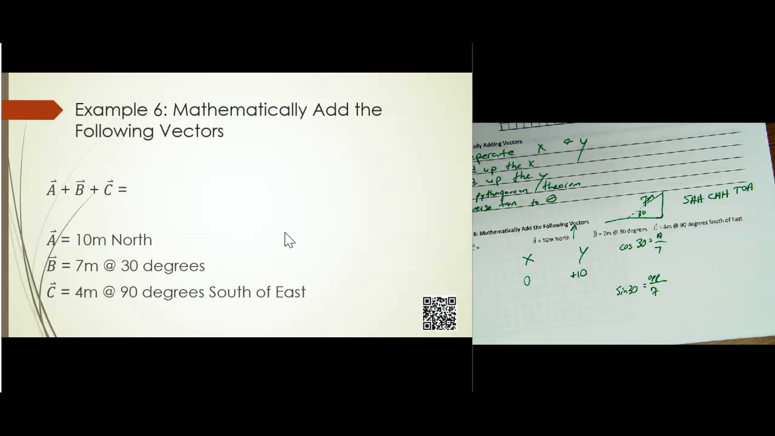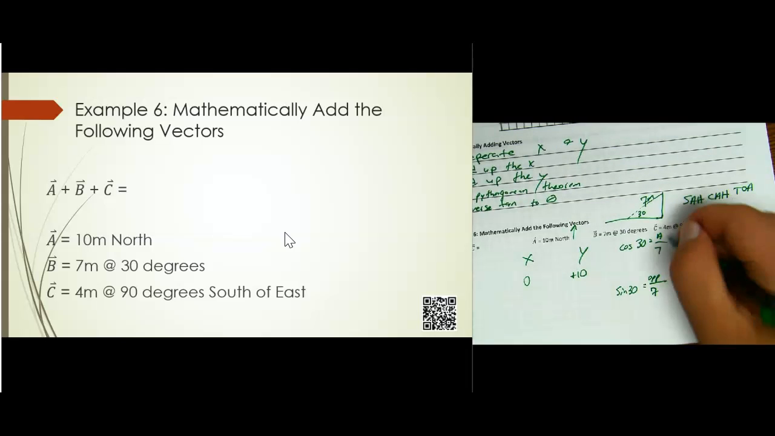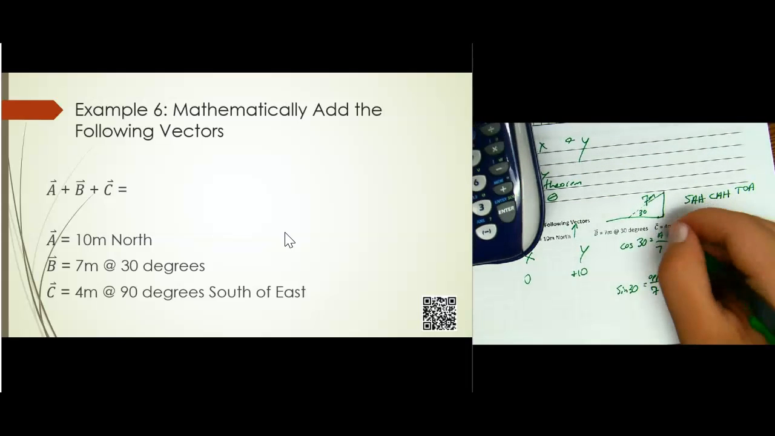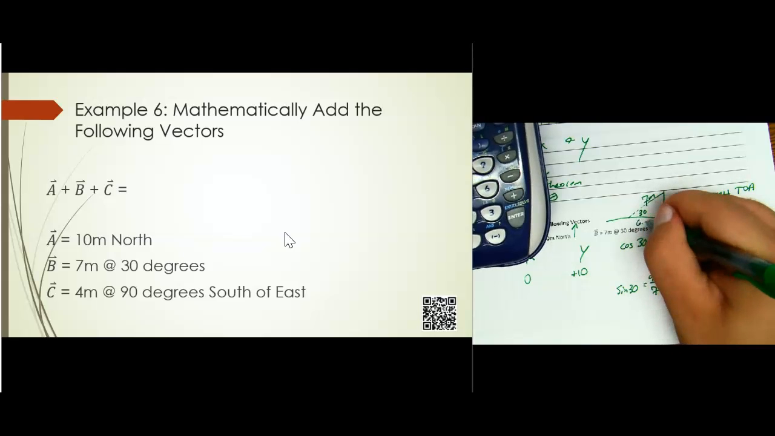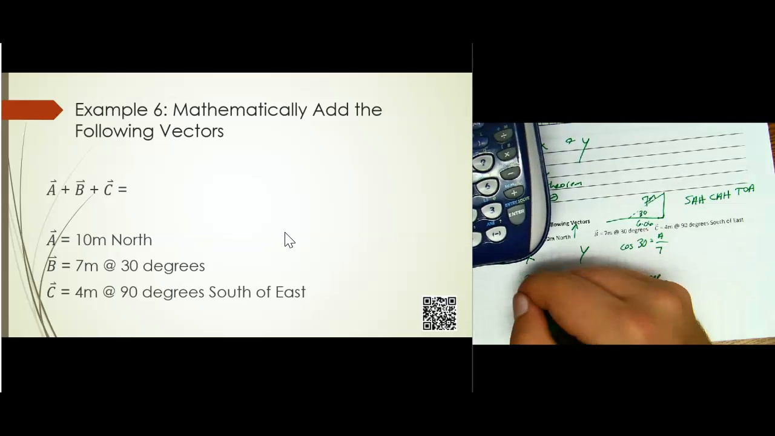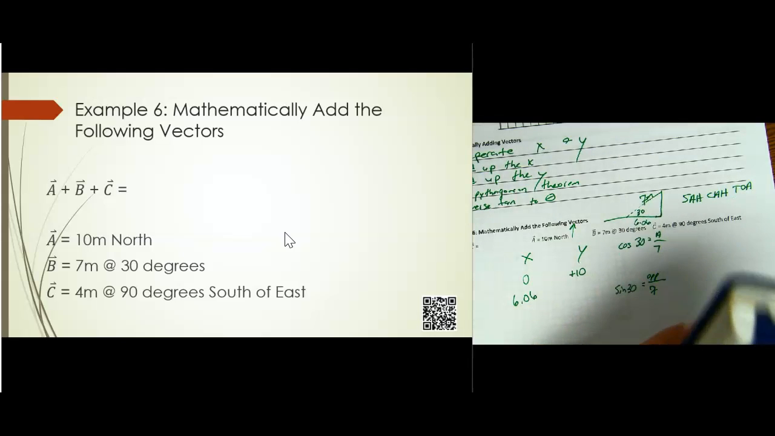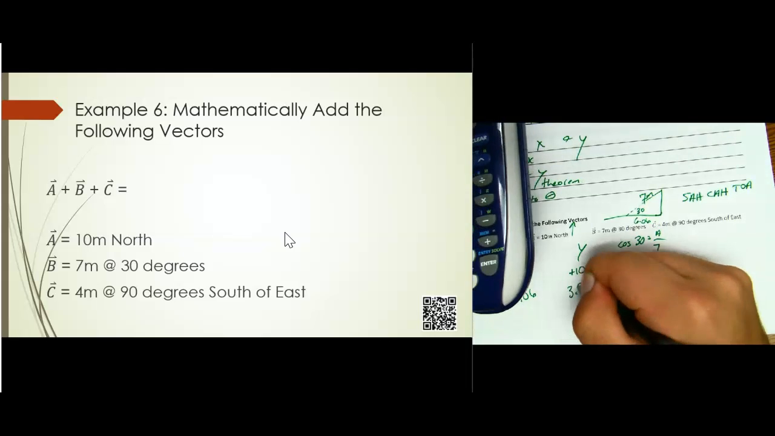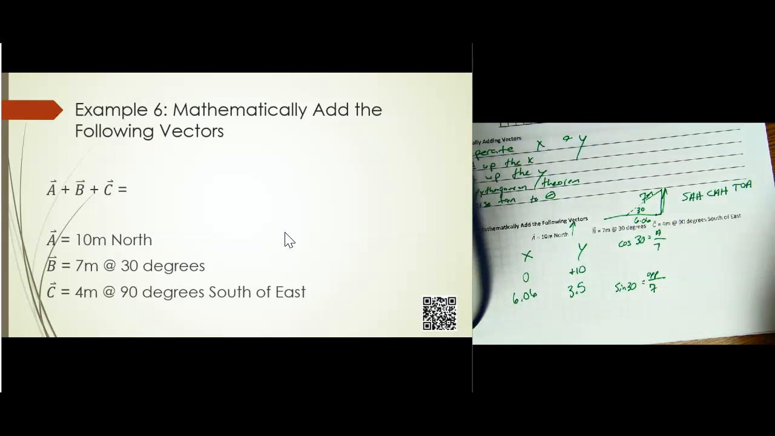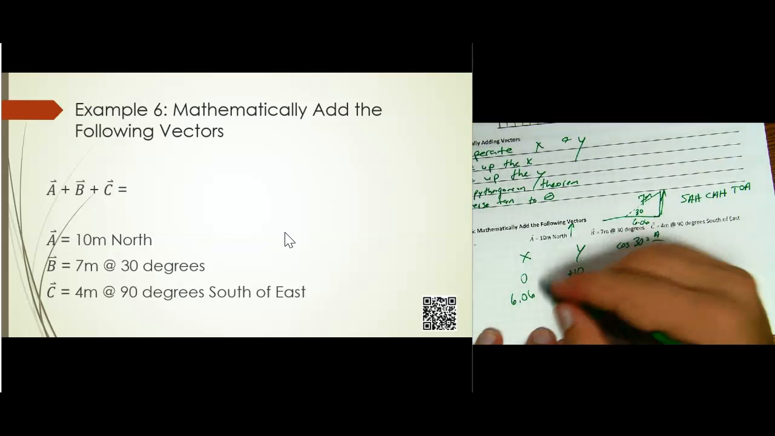All right. So let me grab my calculator real quick. Okay. Cosine of 30 times 7, I got 6.06. So the adjacent is 6.06. That is my x. My y, sine of 30 times 7, I got 3.5 going up. 3.5 going up. Okay? So I got my second x and y.